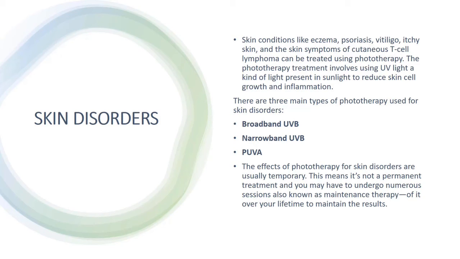There are three main types of phototherapy used for skin disorders: broadband UVB, narrowband UVB, and PUVA. The effects of phototherapy for skin disorders are usually temporary. This means it is not a permanent treatment, and you may have to undergo numerous sessions, also known as maintenance therapy, over your lifetime to maintain the results.